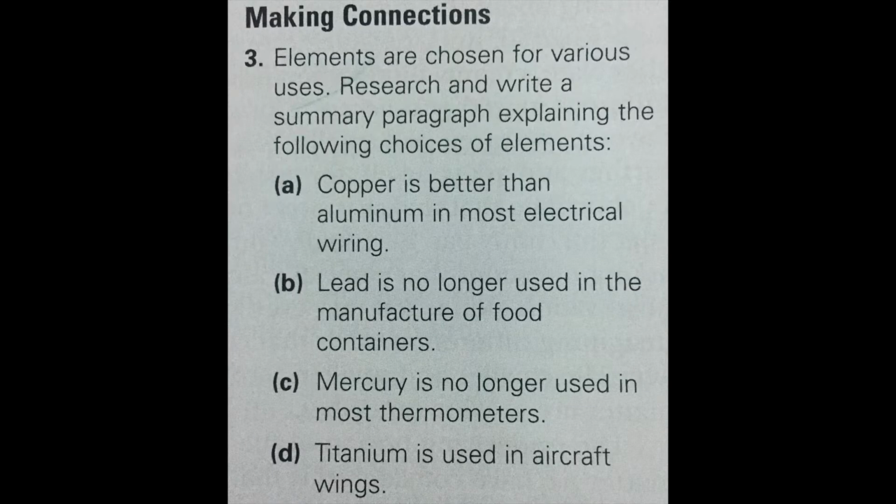Making connections. 3. Elements are chosen for various uses. Research and write a summary paragraph explaining the following choices of elements. A. Copper is better than aluminum in most electrical wiring. B. Lead is no longer used in the manufacture of food containers. C. Mercury is no longer used in most thermometers. And D. Titanium is used in aircraft wings.